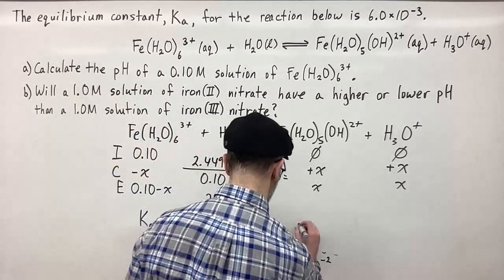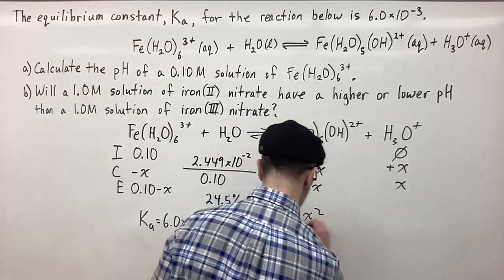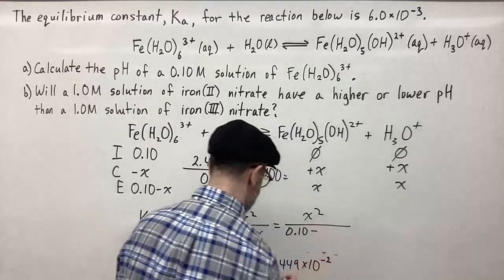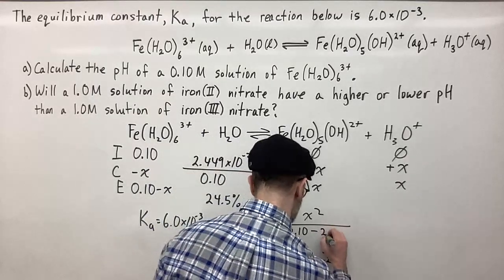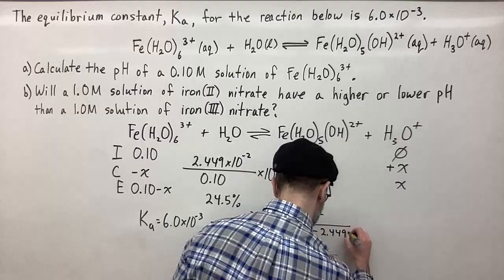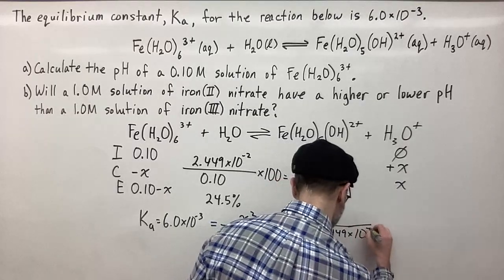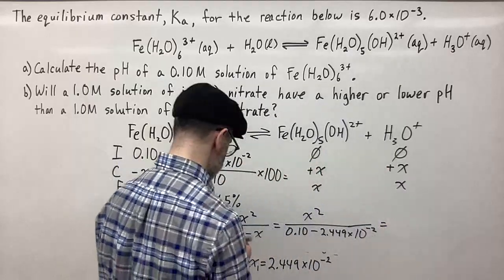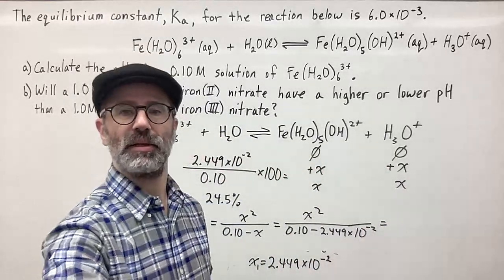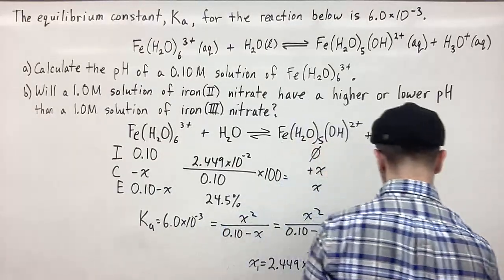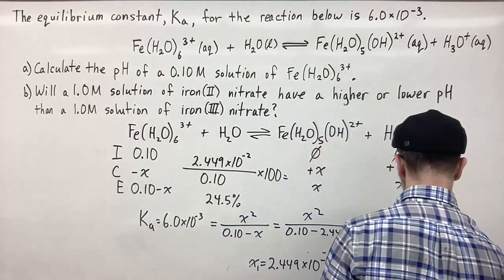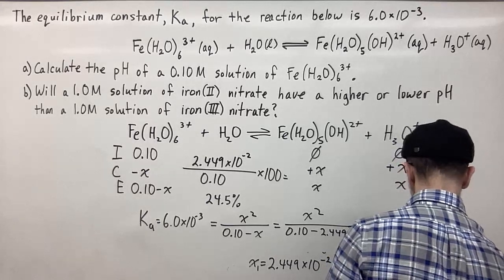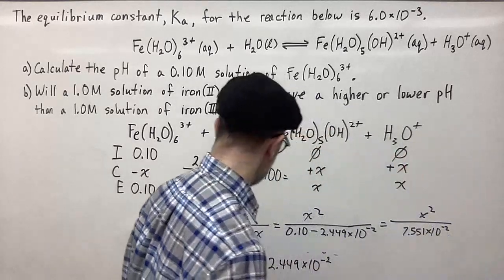So that's going to be equal to x squared over 0.10 minus 2.449 times 10 to the negative 2. And then when I subtract those, I get 7.551, so it's going to be x squared over 7.551 times 10 to the negative 2.